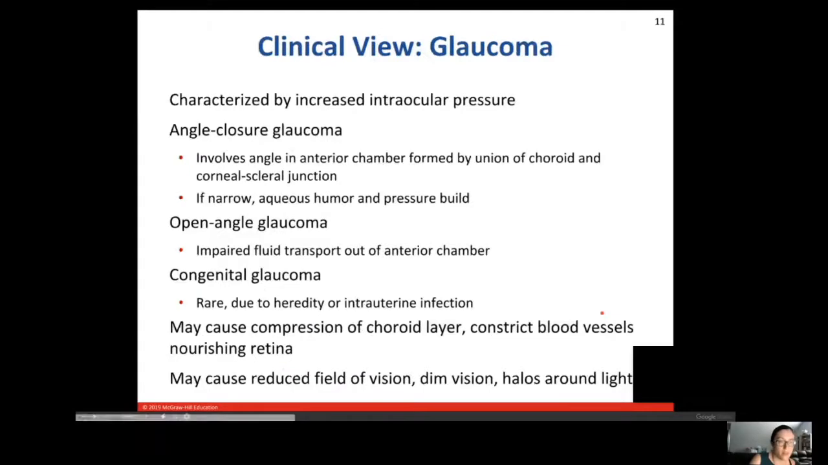And so that glaucoma can be an emergency. It's really painful too, so you'll probably feel it at least when it gets pretty severe. And this is one of those eye emergencies where you want to try to get the pressure down pretty quickly.